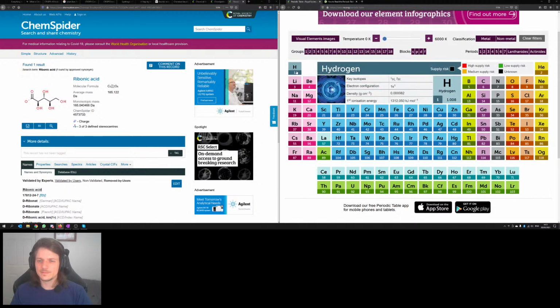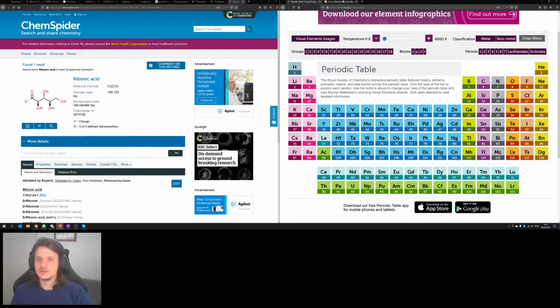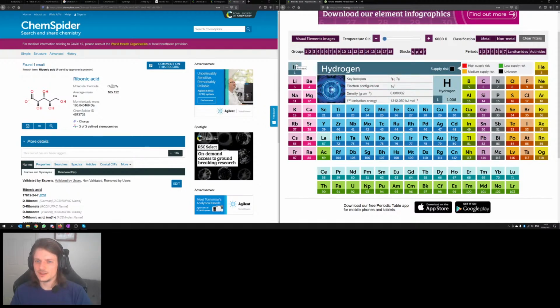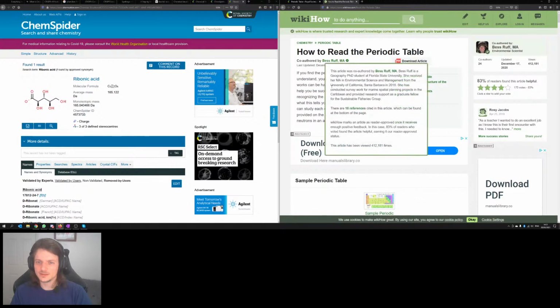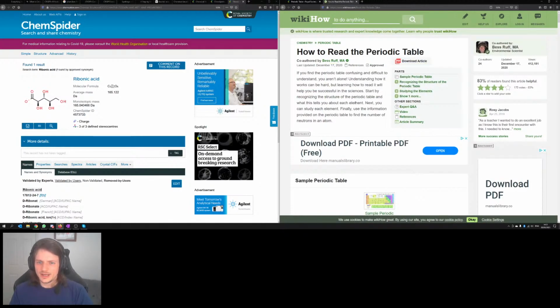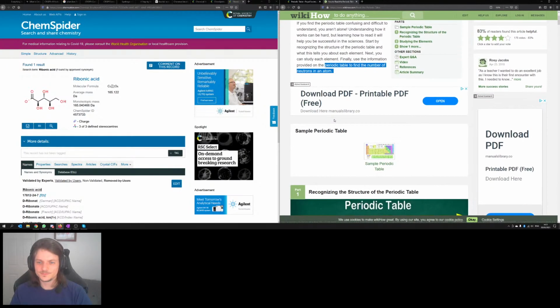Yep. And density, is that... are they all getting bigger? No, because that's 11 and that goes down again, so it's not that. So it might be due to electron configuration. Okay, so let's have a look. Next, you can study each element. Finally, use the information provided in the periodic table to find the number of neutrons in an atom.